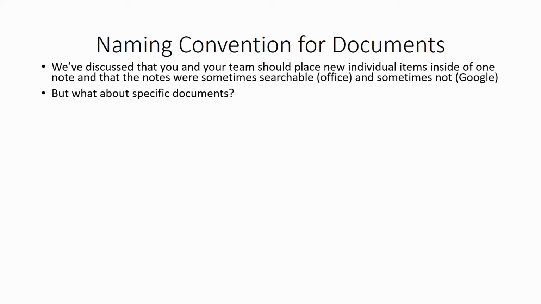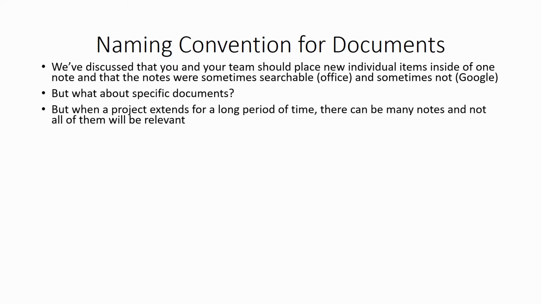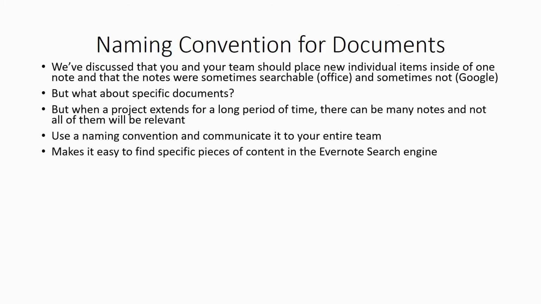But now, how should you classify those specific documents within the actual note? This is important because when a project extends for a long period of time, you can have a lot of notes and not all of them will be relevant, and it can clog the search when you're trying to find something specific. What you want to do is use a naming convention for the individual files within the note, and make sure that you communicate that naming convention to your entire team. This will make it easy to find specific pieces of content within the Evernote search engine.